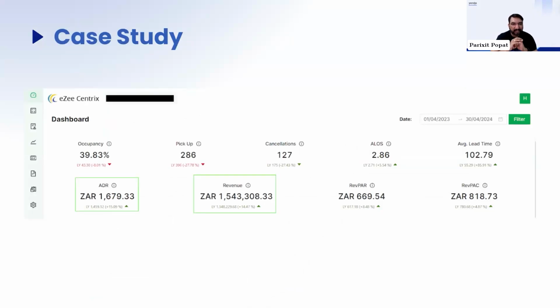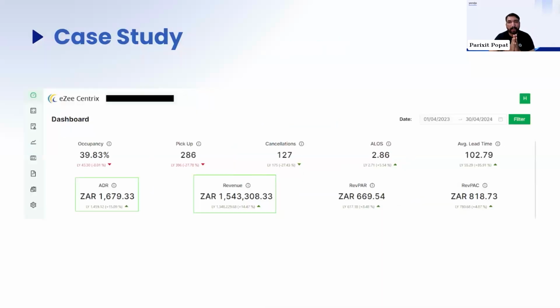This is a case study that we are presenting right now. This is a property for which we have taken data for a 1 year comparison. And you can see that they had a drop in occupancy by 8.01% compared to last year. So year-on-year, they dropped the occupancy, but you can see that their ADR has shot up, because of which their revenue has shot up. That means that they are yielding better for their rooms.